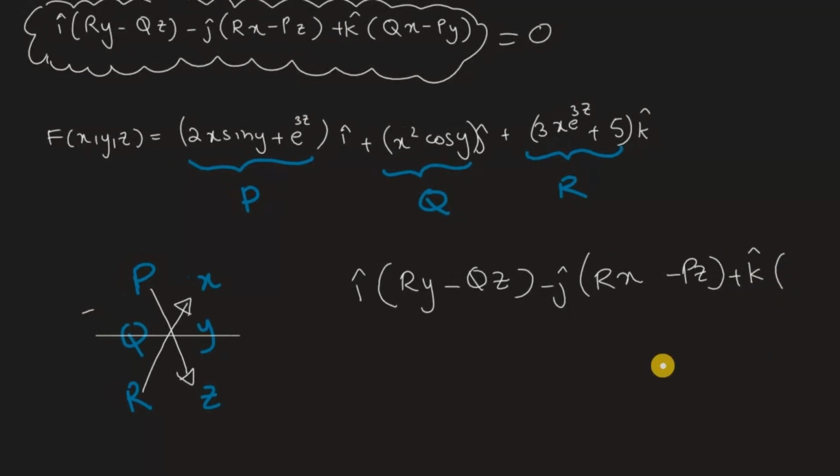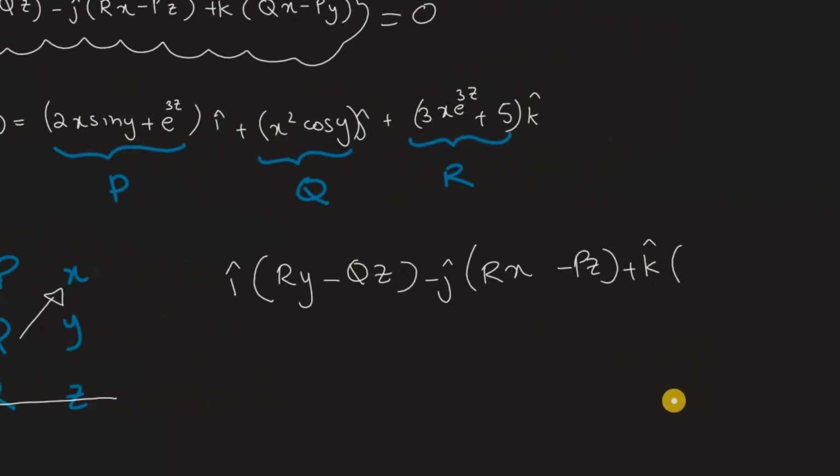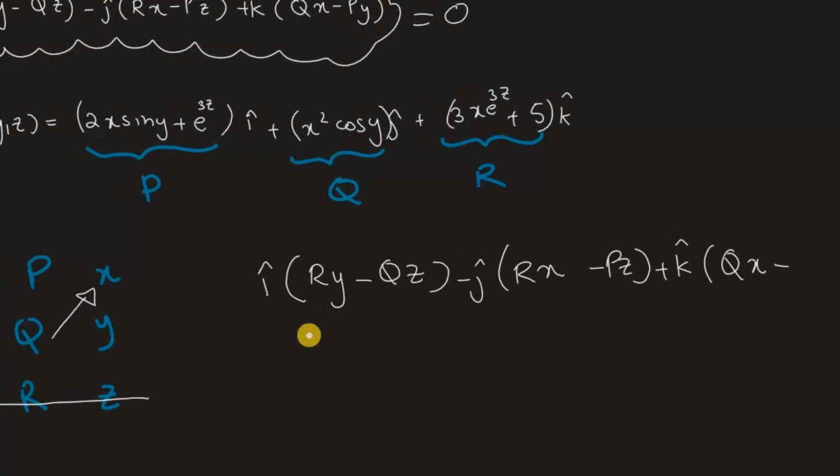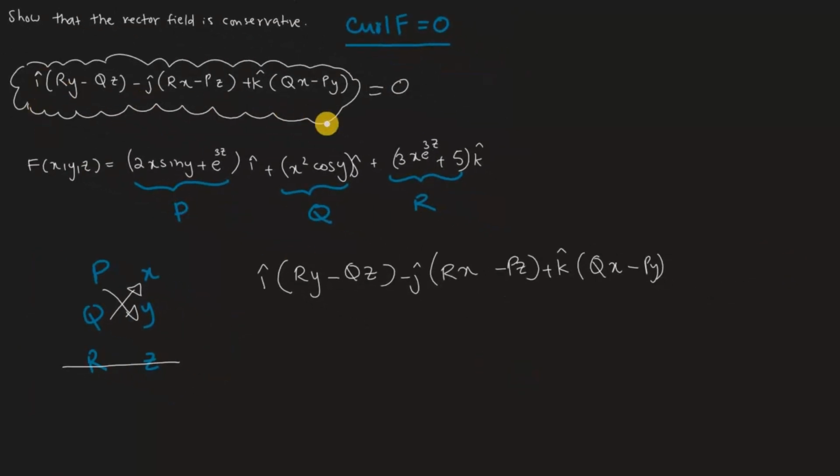And at the end we write the k hat. K hat means we are in the z direction, so we cross out the z, and multiply in the reverse direction of the determinant, so q times x from bottom to top. Okay, q x, and then negative top to bottom, py. This is how you arrive at this equation. So you really don't need to memorize it, just use this trick and you'll arrive at this equation.